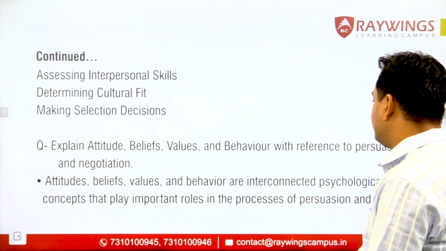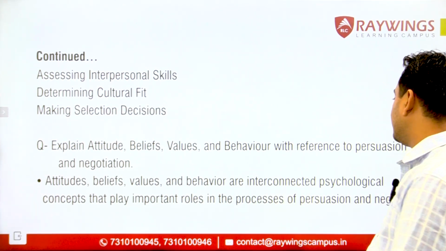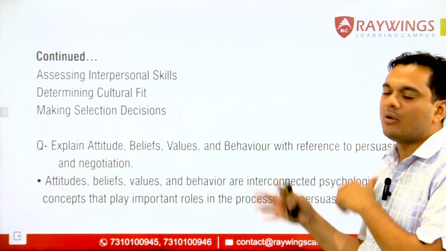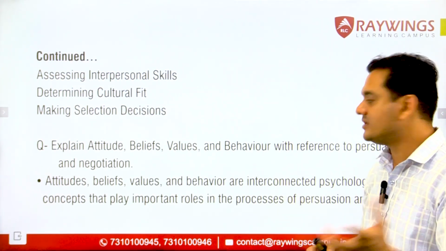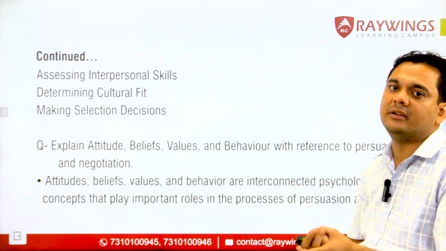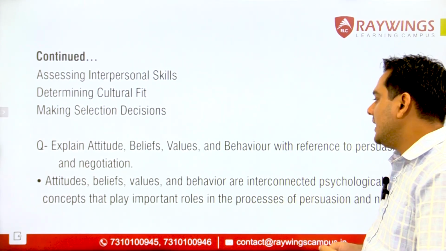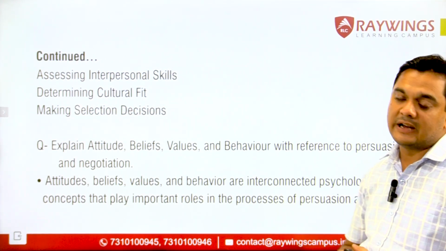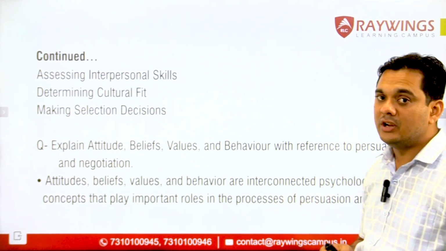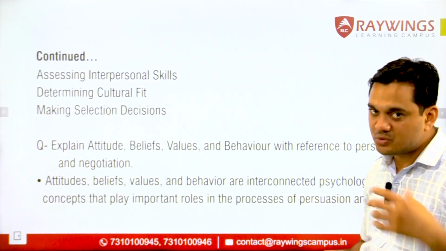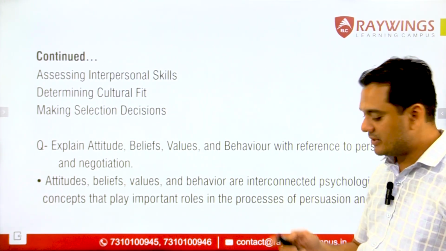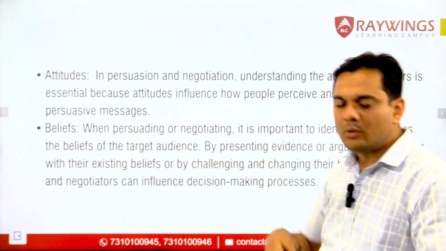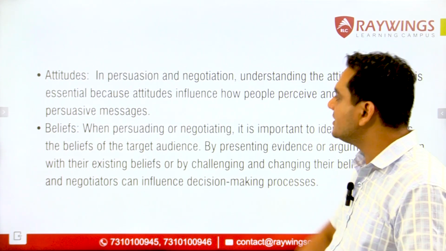Attitudes, belief, values, and behavior are interconnected psychological concepts. We need to understand first that they are all connected with each other, and they are psychological concepts, meaning related to mind and brain, thinking process, thought process, and that plays an important role in the process of persuasion and negotiation. It plays a very important, crucial role when it comes to persuading somebody and negotiating with somebody. Next part says, if we talk about attitude, now let's talk individually about the points.